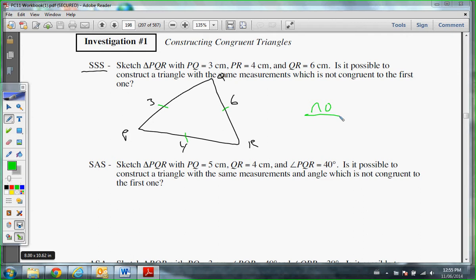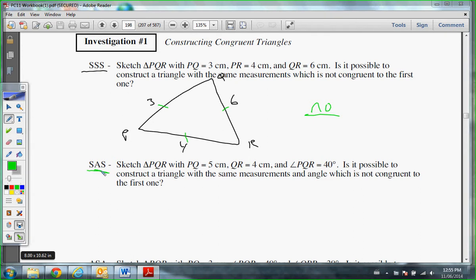Okay? So again, what that is asking you is, if they give you 3, 6, 4, and you draw another 3, 6, 4 triangle, will it be congruent? Yes. Same. Good. Yeah, congruent means the same. Okay? Side, angle, side.